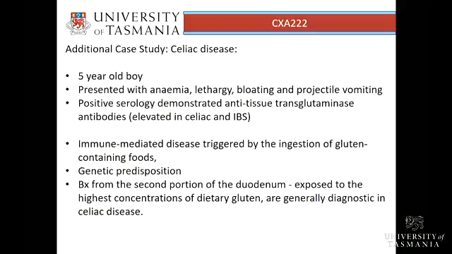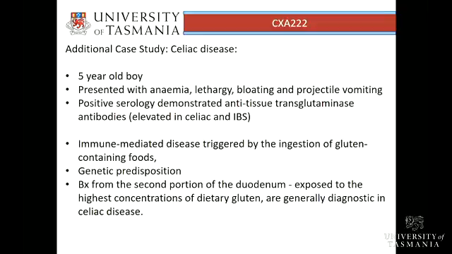This one we do not have in the lab, but I put it in there because it's something that comes up every year. I think I've got a student that will ask me about celiac disease. In this instance, the case study is a 5-year-old boy. It's not uncommon, particularly as the studies are becoming more and more accurate, for it to be picked up a lot earlier. He was presenting with anemia, lethargy, bloating, projectile vomiting, and an overall failure to thrive.